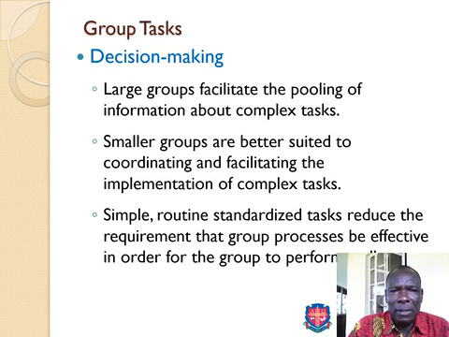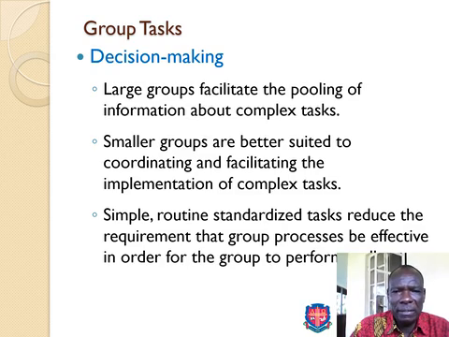So now we come to what we call group tasks. We'll discuss mainly decision making as a major task. Large groups facilitate the pooling of information about complex tasks. Smaller groups are better for coordinating and facilitating the implementation of complex tasks. Now, in decision making, there's what we call group decision making, but there's also what we call individual decision making. Since our topic is about group behavior, we are concerned here about group decision making because it is very important.